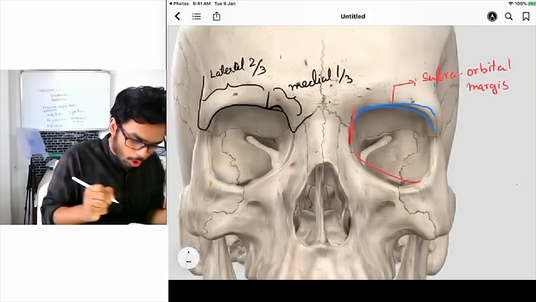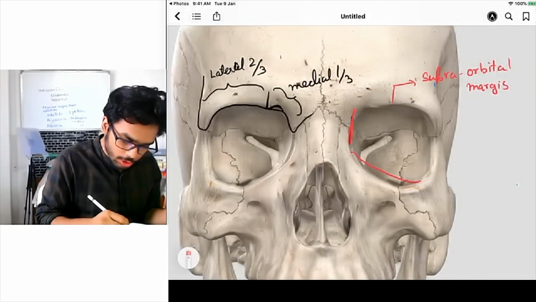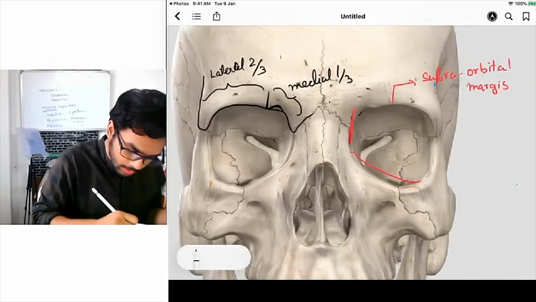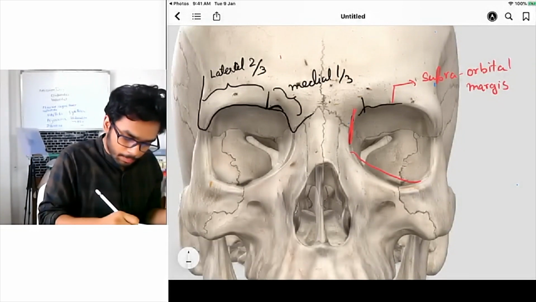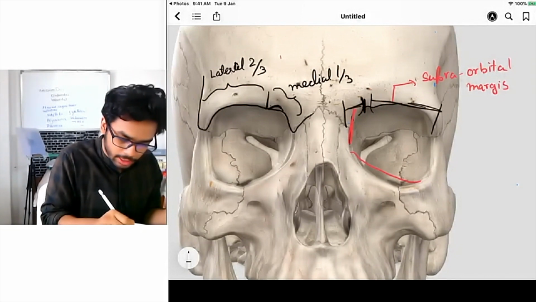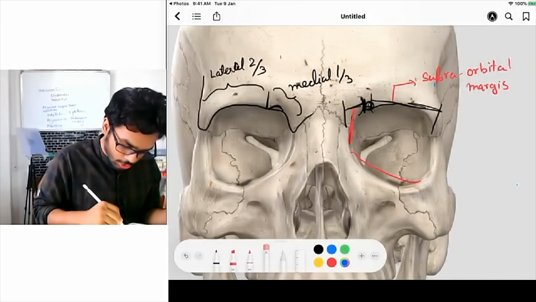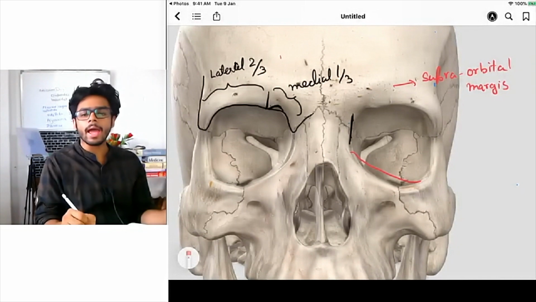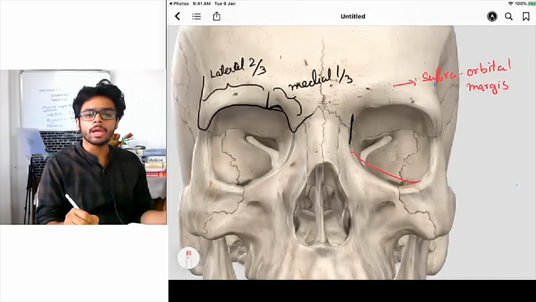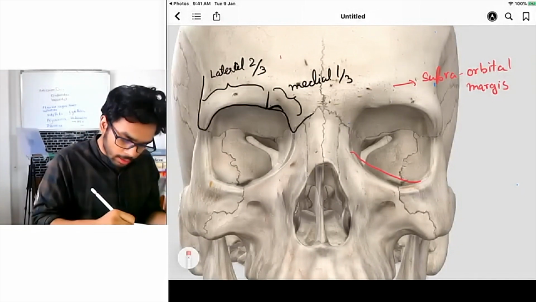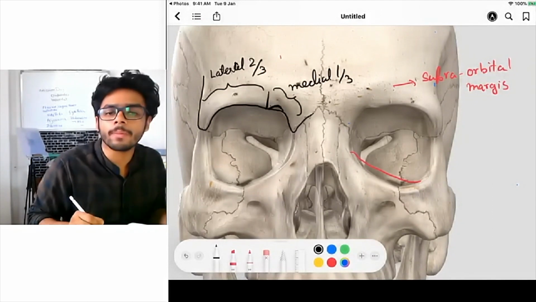Here you can see a notch. Can you see the notch here? This is the notch part, between the medial 1/3 part and the lateral 2/3 part. At the junction of this part and this part, we have a notch, and that notch is known as the supraorbital notch. And there is a foramen. That foramen is known as the supraorbital foramen.